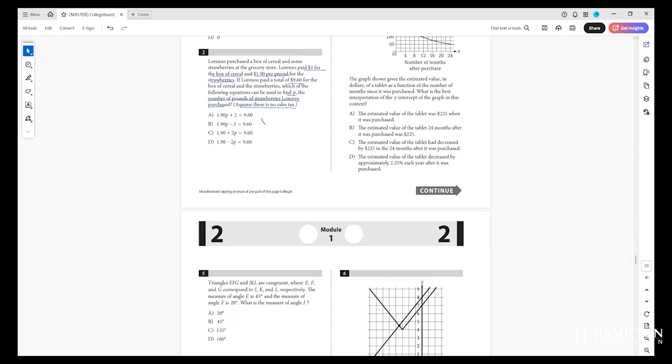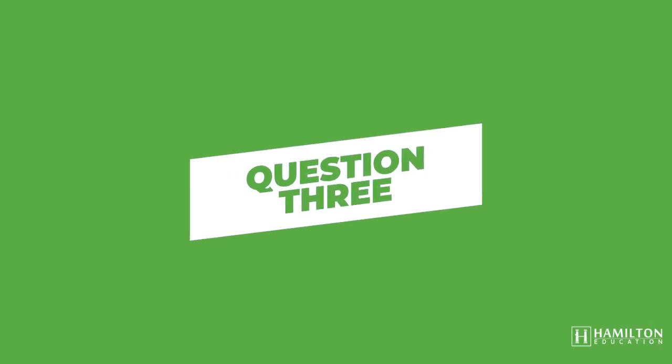Okay, so we know the rate is going to be 1.90, and that is per pound, so we're going to multiply those together. And then we're going to add the cost of the box of cereal, and that would equal the total amount of 9.60, which leads us to A as our answer.